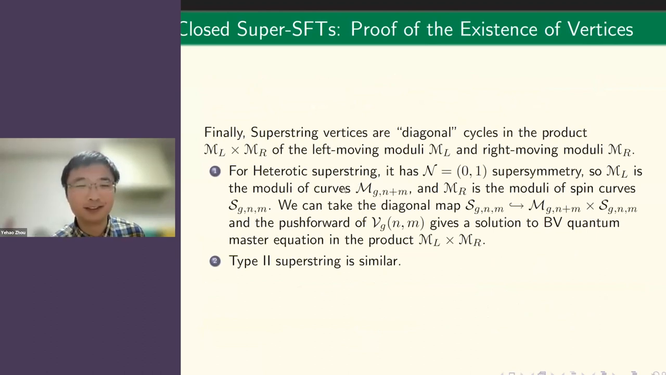It's the ordinary one. It's the moduli of the ordinary curves. And the right moving is the moduli of spin curves. And we can take the diagonal map of the spin moduli inside. Well, this is not exactly a diagonal, but on the right-hand side, the second component is the identity. The first component is just projection to the ordinary moduli. And then we can push forward those solutions on the spin moduli to this diagonal. This gives rise to a solution of the quantum master equation in the product.